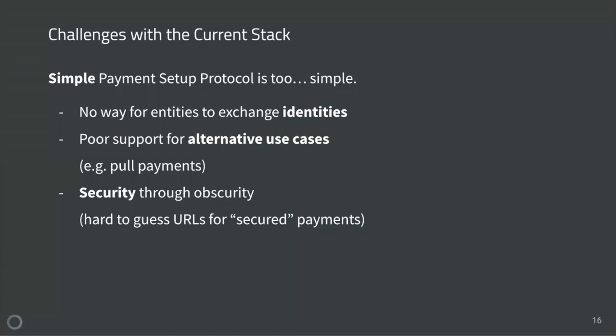The challenge with SPSP is that it's too simple, effectively. Payments are inextricably linked to identity, and there's no way to tie those things together. Where we've tried to use it for more complex use cases like pull payments, it's not been a great experience. The only way, for example, to give someone a payment pointer that would allow them to pull money is to basically create one that's difficult to guess, which, in my opinion, is a bit of a nightmare. But be that as it may, I think we can improve on SPSP, and I'll talk a little bit about some ideas we have for doing that.